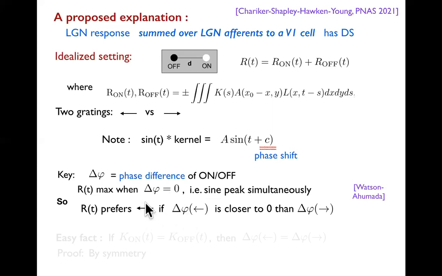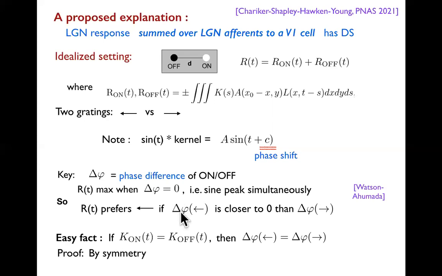So now from this, it follows that if you look at a grating from right to left and look at the phase difference, and look at the one from the right, you look at the two and see which one is closer to zero. The one that's closest to zero is the one that it prefers. That's very simple. That's all there is, okay? Easy fact, if the two kernels are identical, then the phase differences from left to right and from right to left are the same, okay?